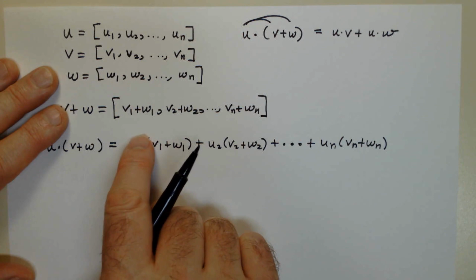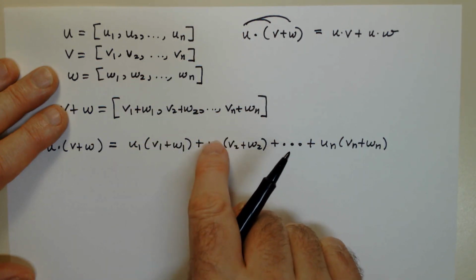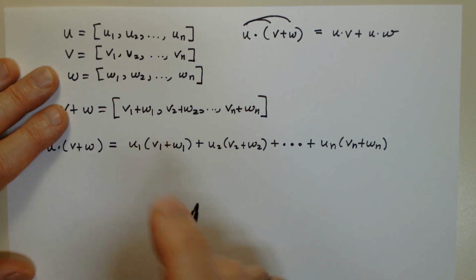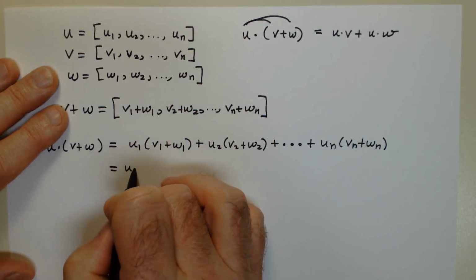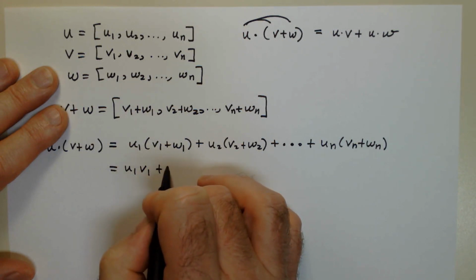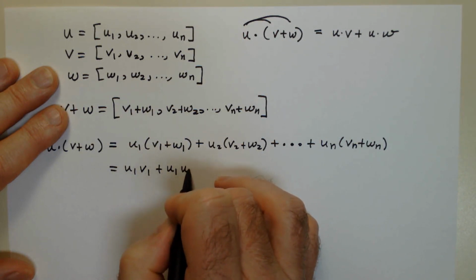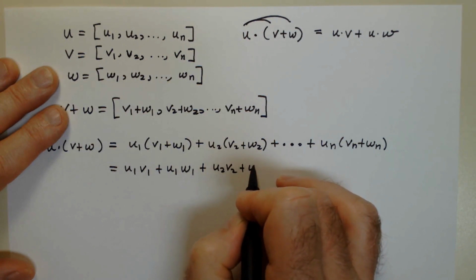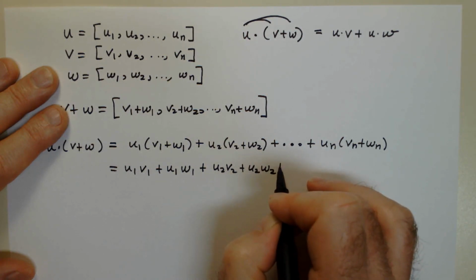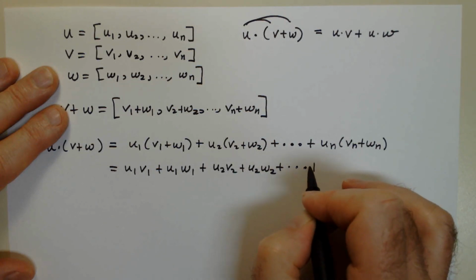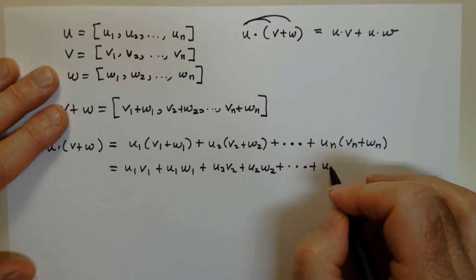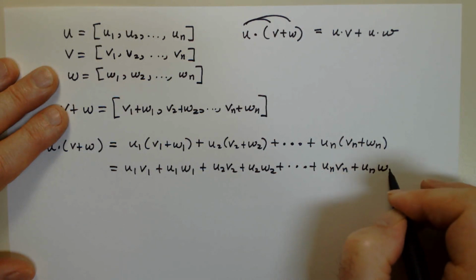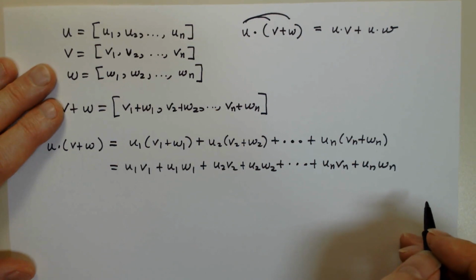Now you can probably see where this is going, right? The next step is going to be to use the distributive law on each and every one of these products. And so this first product can be written as u1v1 plus u1w1. Then we'll have u2v2, u2w2. And this continues until we get to unvn, unwn.